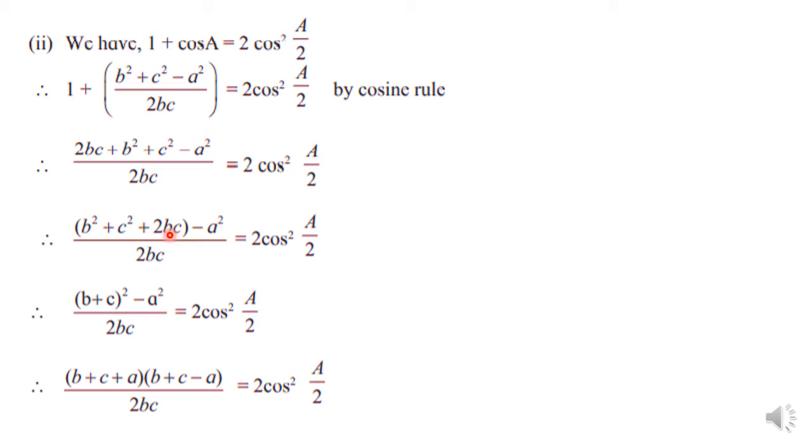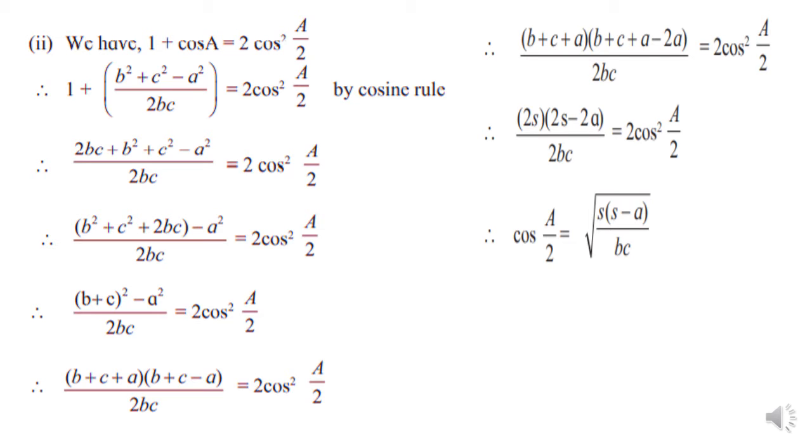Again, we do the same thing. That is, we group together the terms containing b and c, and minus a square is written separate outside the bracket. Then, in the next step, we observe that b square plus c square plus 2bc can also be written as b plus c the whole square, and minus a square upon 2bc. RHS remains the same again. Thus, using the formula a plus b into a minus b is equal to a square minus b square, we have b plus c square minus a square written as b plus c plus a into b plus c minus a upon 2bc.